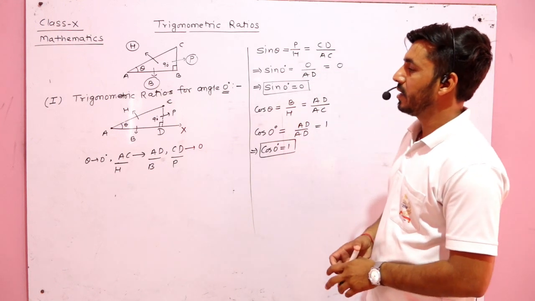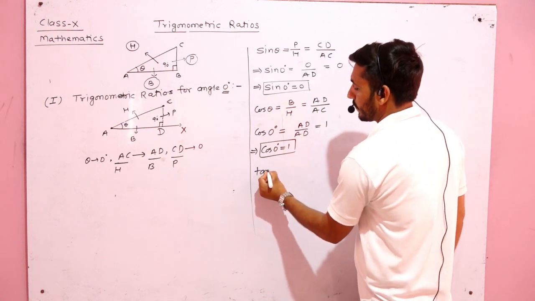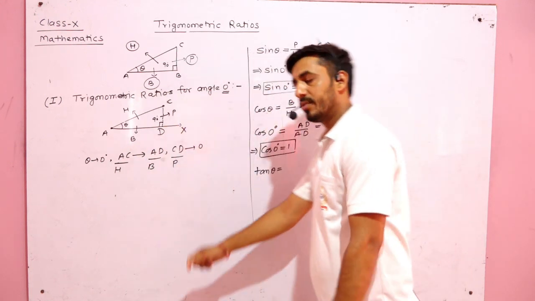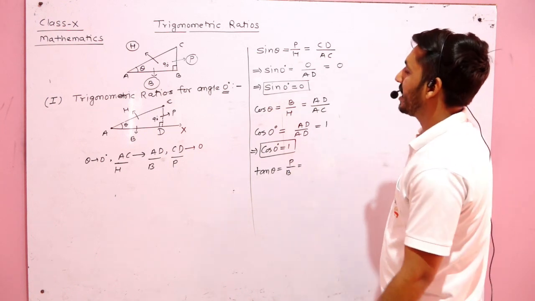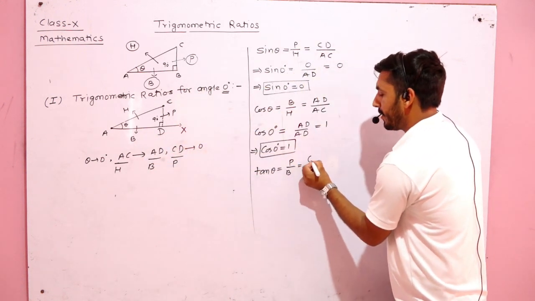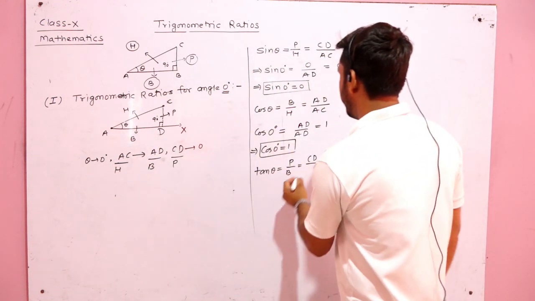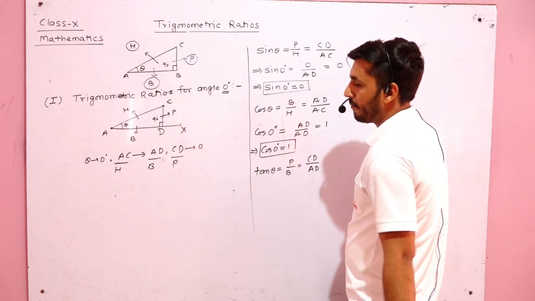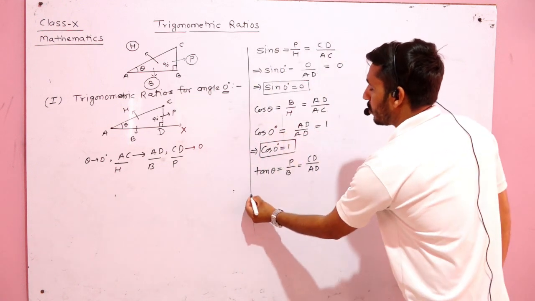In the third condition, we will get tan theta. And what is the value of tan theta? Tan theta is given by perpendicular upon base. What is the perpendicular? We can see here in this diagram, perpendicular is given by CD. Then the value of perpendicular will be CD upon, what is the value of base? It is equal to AD. Then CD upon AD.